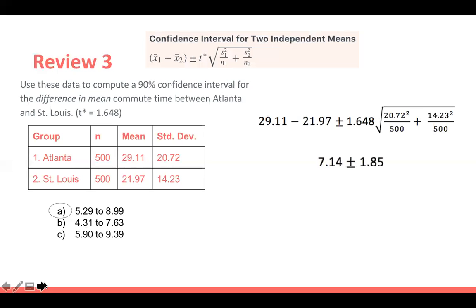And then we multiply that out and we get a margin of error of 1.85. We add and subtract that to the difference in our means, which is 7.14, and we get a 90% confidence interval of 5.29 to 8.99.